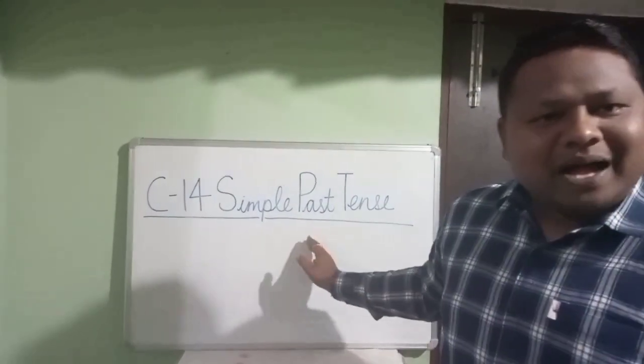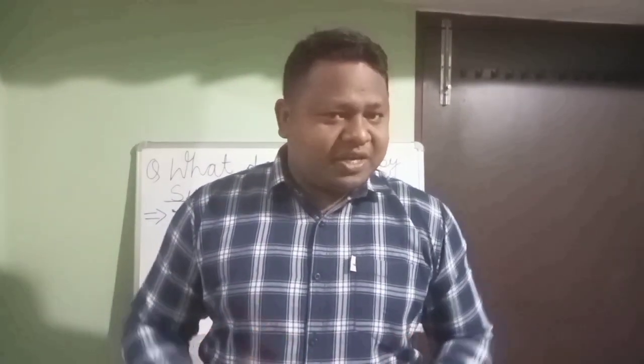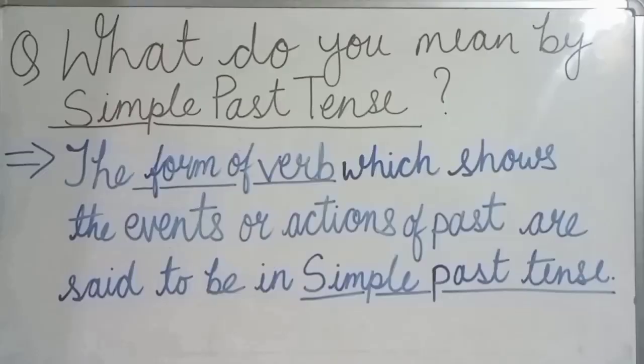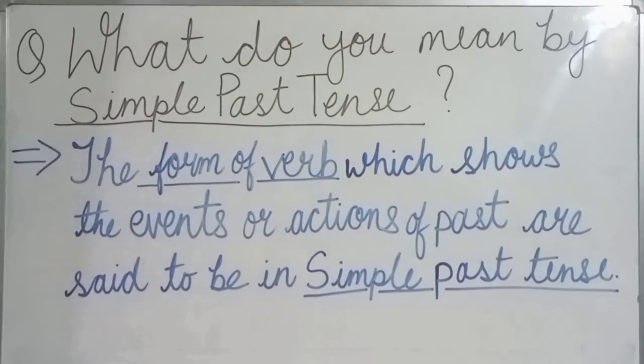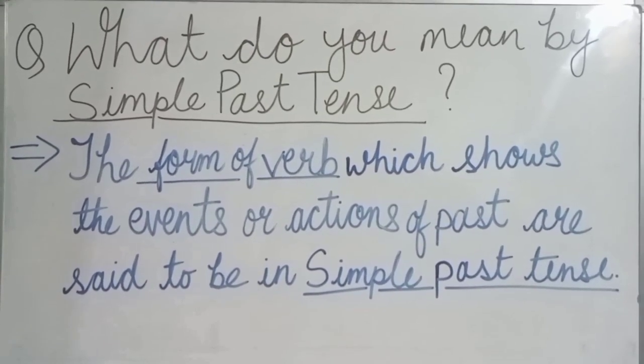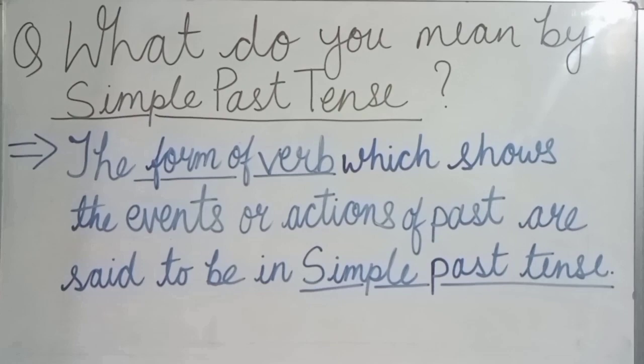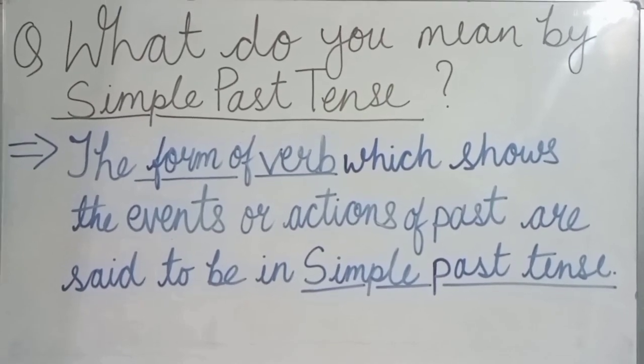Today we'll be doing chapter 14 of your grammar book, that is simple past tense. As we know, children, tense is a form of verb which tells about the timing of an action. But here our main question is: the form of verb which shows the events or actions of the past is said to be in simple past tense.